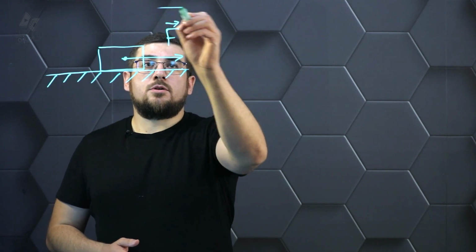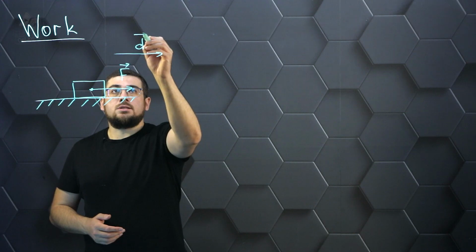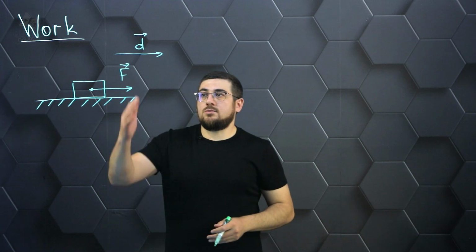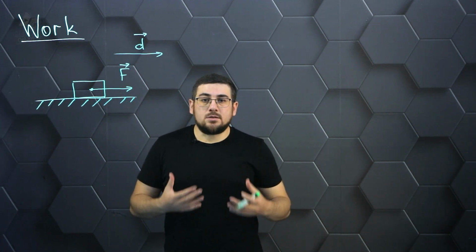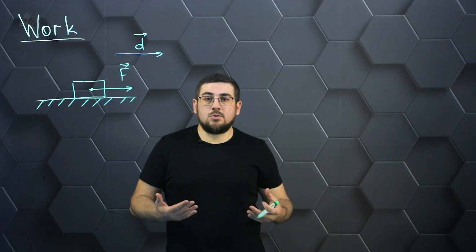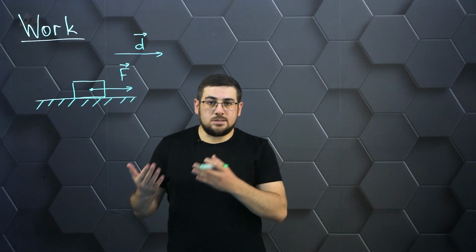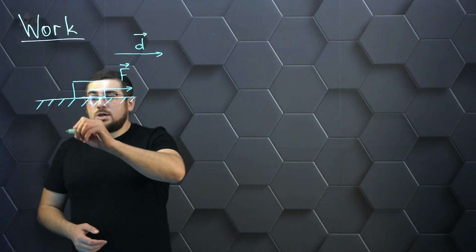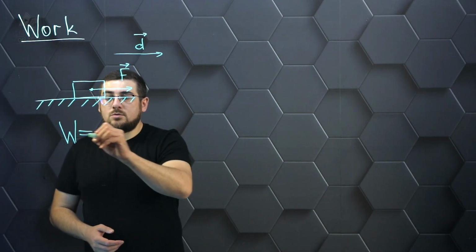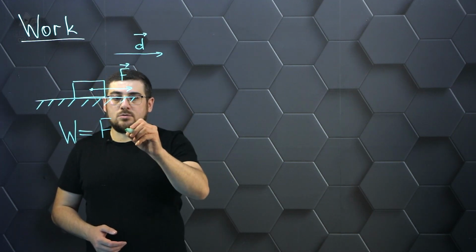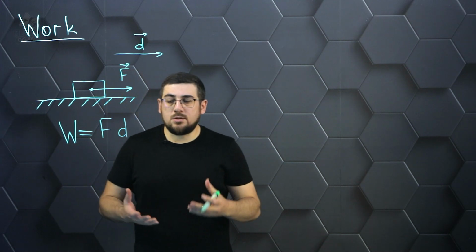And there is a certain displacement that this body makes, which in this case coincides with the direction of the force. What then is the formula by which we can determine the work of a given force? The work is denoted by the letter W. And by definition, it is equal to the product of the given force by the displacement of the given body.